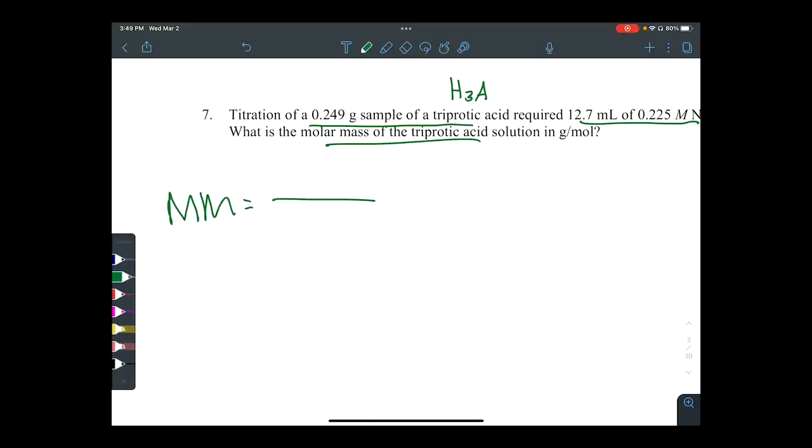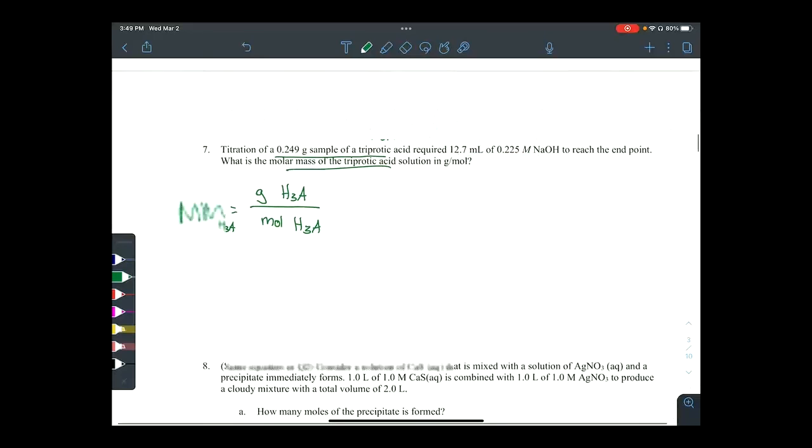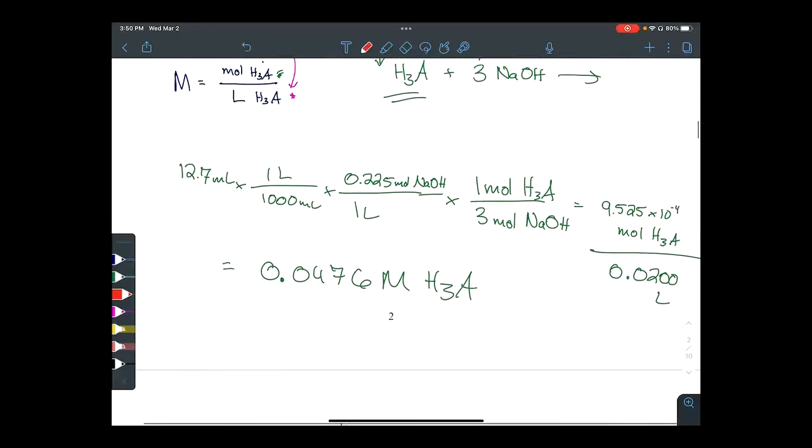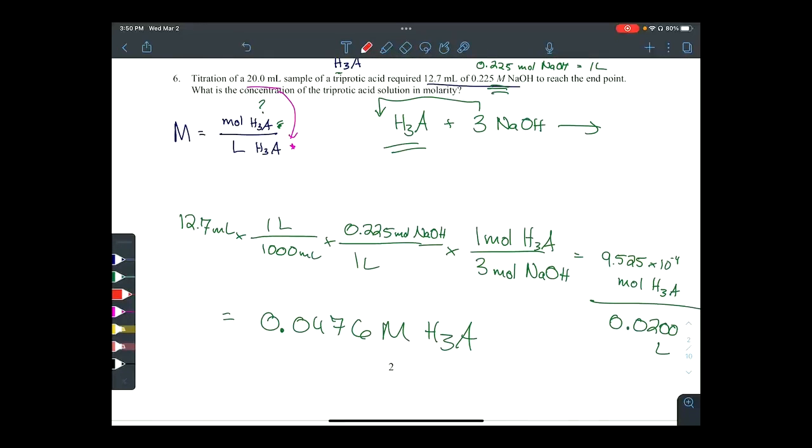But it's not grams per mole of anything. If we're trying to find the molar mass of H3A, it's grams of H3A over moles of H3A. So let's zoom out. What do we already know of our sample? Do we know how many grams or how many moles we have? We already know the grams, so now we just need to figure out how many moles of H3A we have. Can I go back up here? What did we do in this question? We found the moles, so that means we already actually have the moles because it's the same numbers.